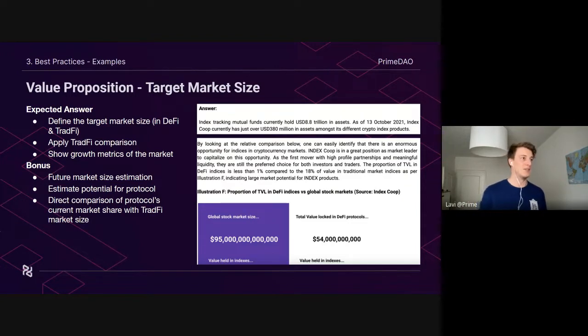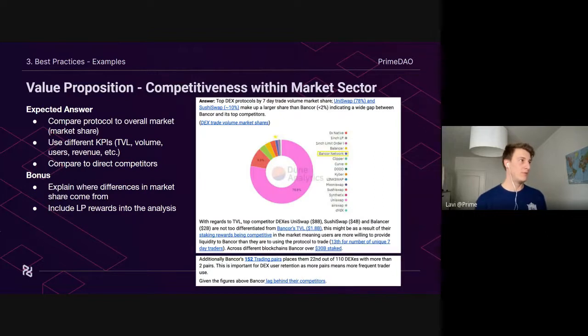So yeah, just a great example of describing the target market. We can move on. So, competitiveness, I think we covered that pretty well in the previous chapter. Here, pretty simple, as I said, pie charts or something similar are perfect.